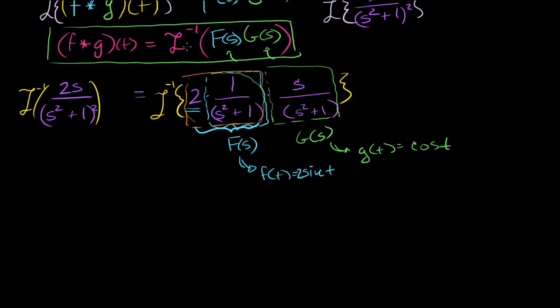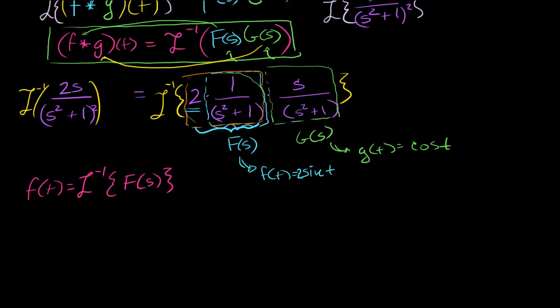So if I have an expression written like this, I can take the inverse Laplace transform, and it will be equal to the convolution of the original functions. It will be equal to the convolution of the inverse of f and the inverse of g. We know that f of t is equal to the inverse Laplace transform of f of s. And we know that g of t is equal to the inverse Laplace transform of g of s.